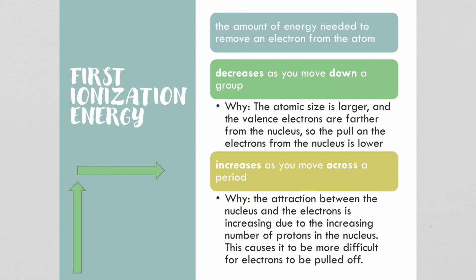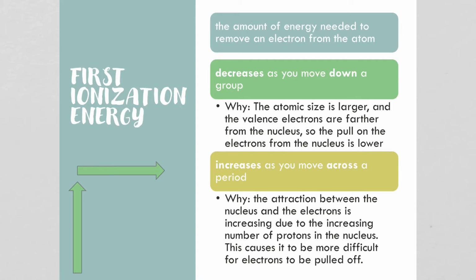And the reason why is the atomic size is larger when you're going down the group, so this would be weaker. The valence electrons are farther from the nucleus, so the pull on the electrons from the nucleus is lower, so it's going to be easier to pull electrons off from these ones. You have fewer and fewer energy levels as you move up, so it's going to be harder and harder to pull the electrons away because the positive pull from the nucleus is closer than down here.